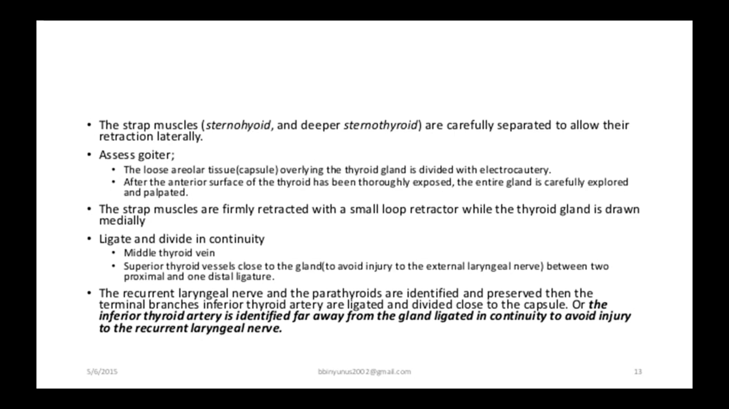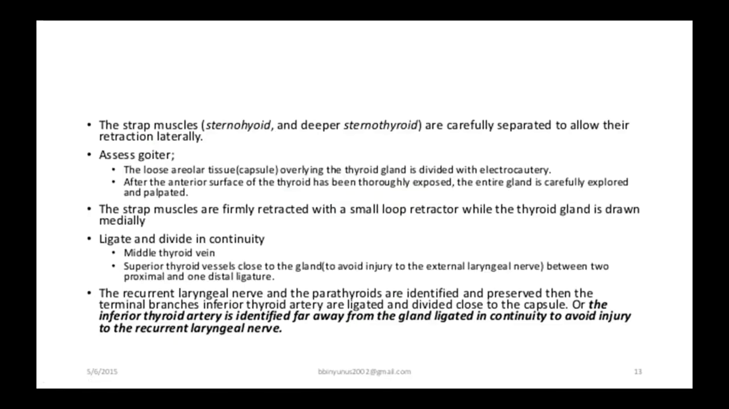The recurrent laryngeal nerve and the parathyroids are identified and preserved, and then the terminal branches of the inferior thyroid artery are ligated and divided close to the capsule. So capsular dissection of the inferior thyroid artery is done, because the inferior thyroid artery supplies the parathyroid as well. So capsular dissection of the inferior thyroid branches, not the artery as such, is done. Earlier, the inferior thyroid artery was identified and ligated away from the gland so as to avoid injury to the recurrent laryngeal nerve, but now we don't do that. We do capsular dissection, just the branches of the inferior thyroid artery.